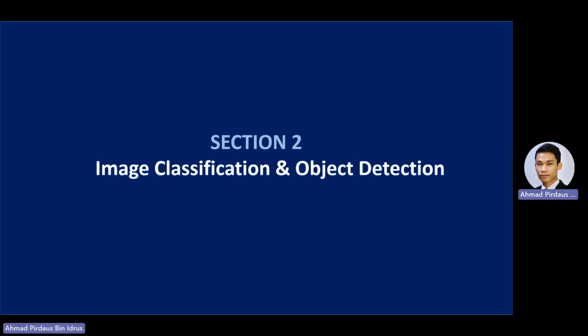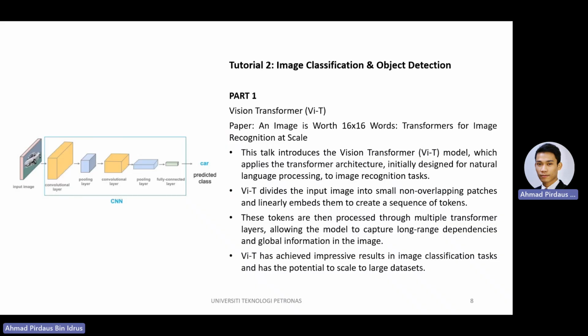Now, we're going to go to section two, that is image classification and object detection. Okay, part one is the vision transformer: An Image is Worth 16x16 Words, or Transformers for Image Recognition at Scale, so to say.